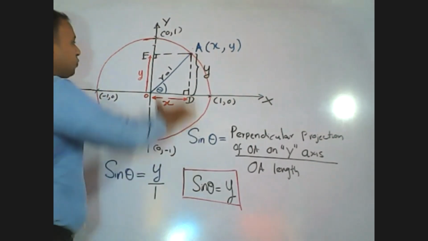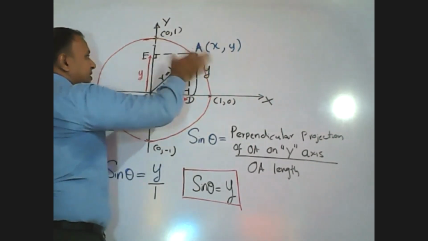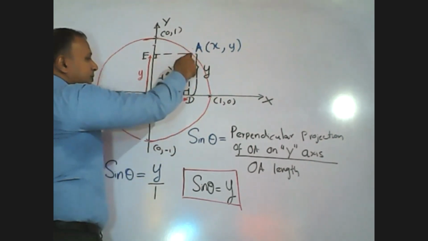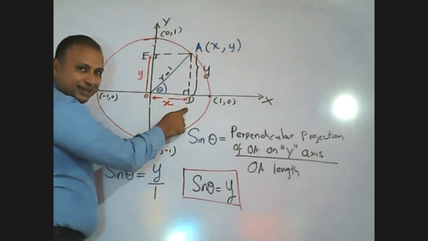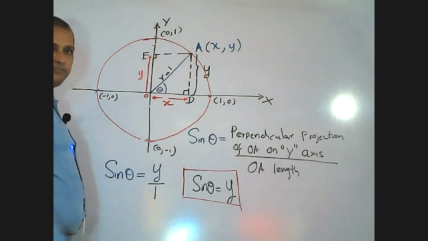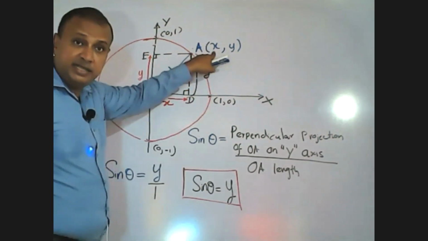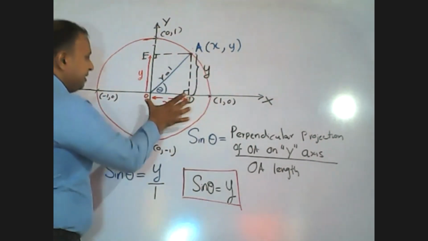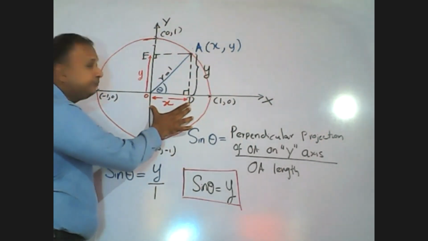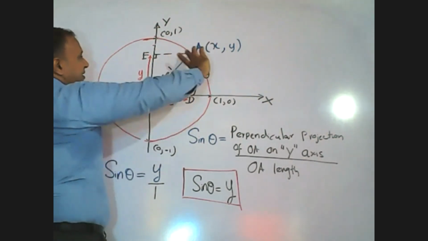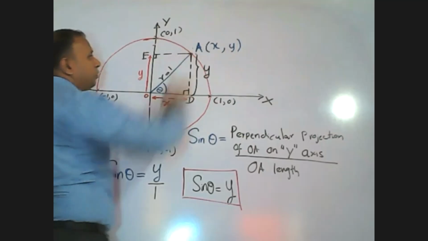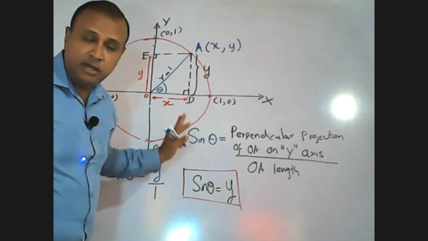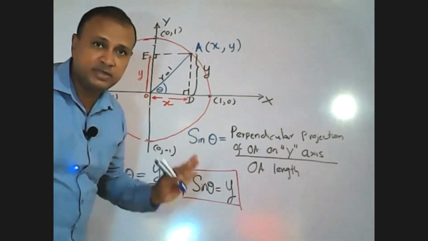Then I draw two perpendiculars, that means perpendicular projections, from A to the x-axis and y-axis. As the Cartesian coordinate of point A is x, y, this length should be equal to x, and this height should be equal to y. I think up to that level you can understand, no?